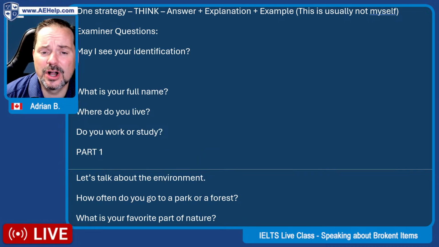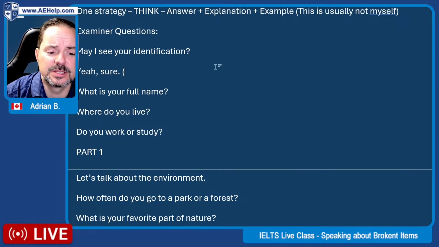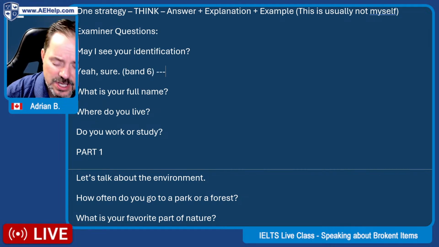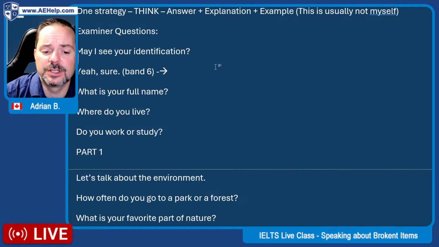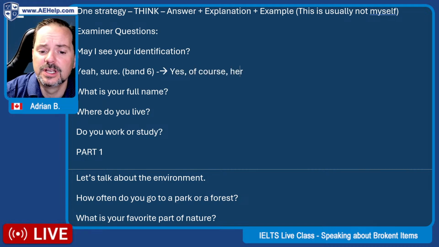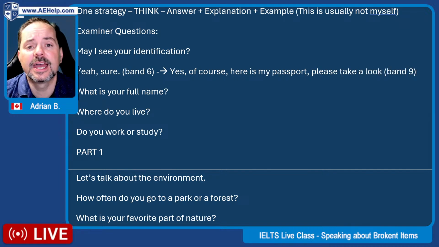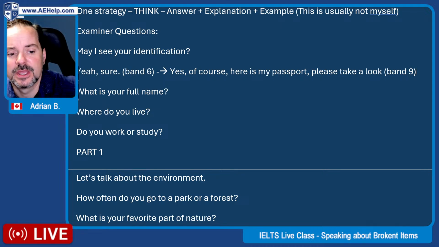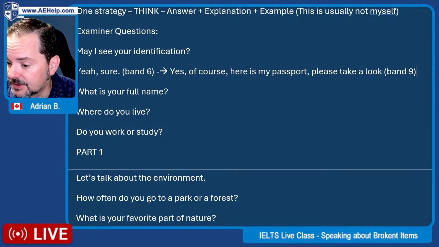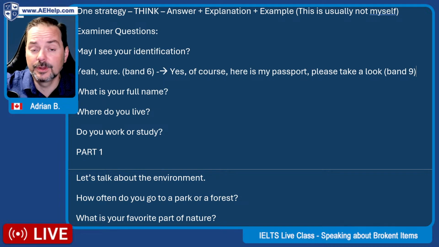And again, this is where you're not going to be yourself. So you're not going to say, yeah, sure. This is a band 6. Even though they're not marking you, technically, it's a band 6. So instead, what you want to do is you want to say, yes, of course. Here is my passport. Please take a look. This is professional. It's going towards a band 9. And again, remember everybody, just repeat after me. So, may I see your identification? Yes, of course. Here's my passport. Please take a look.